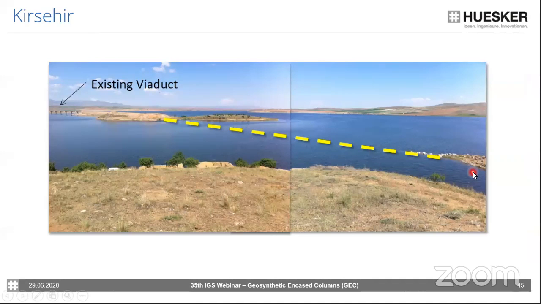So the big advantage here was that they had a great sand source close by, literally in the neighborhood of this embankment, and therefore the geosynthetic encased system was used because they got the sand really without big effort and also for a very good pricing. So this could give the entire project a great benefit.